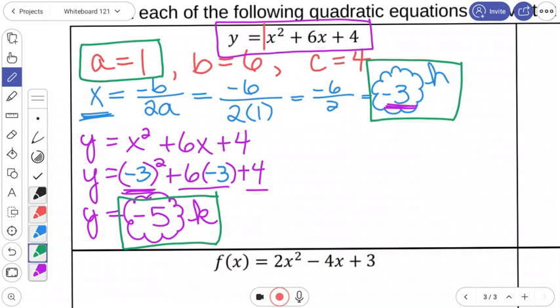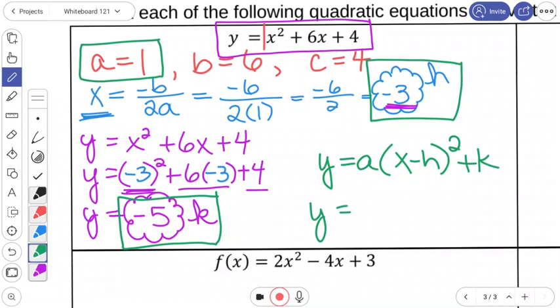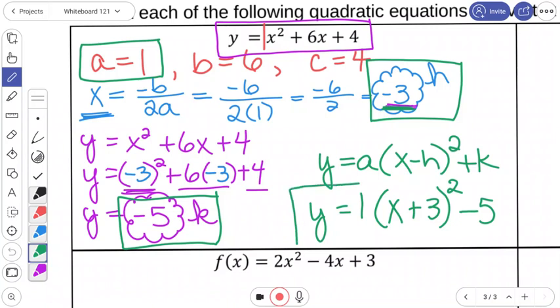So, vertex form: y equals a times (x minus h) squared plus k. Let's sub in our values. y equals, our a value is a positive 1 times (x minus a negative 3), which turns into x plus 3, squared. And then we're adding our k value, which is a negative 5. So we're just going to say plus a negative is minus 5. And there we go.